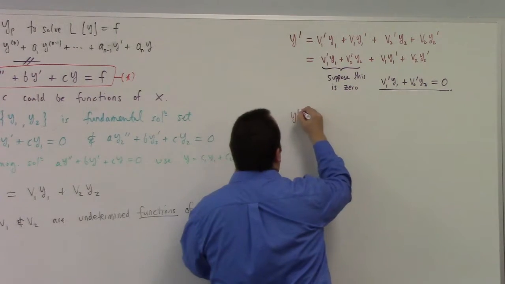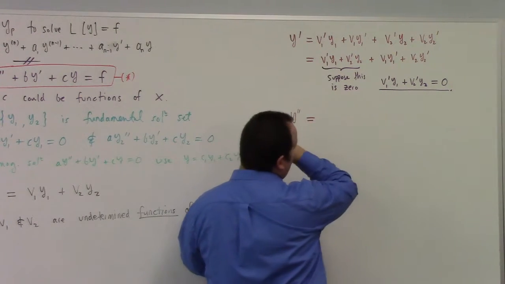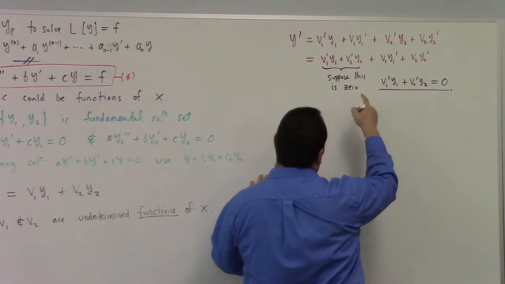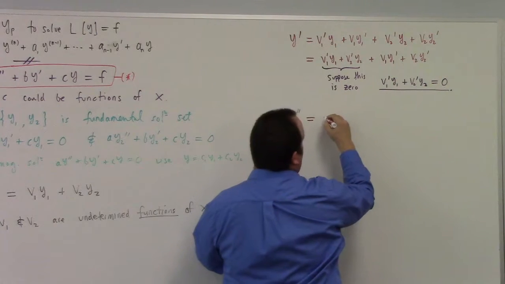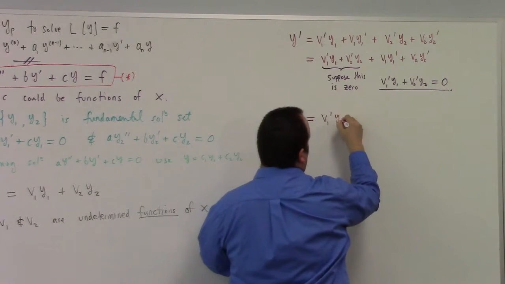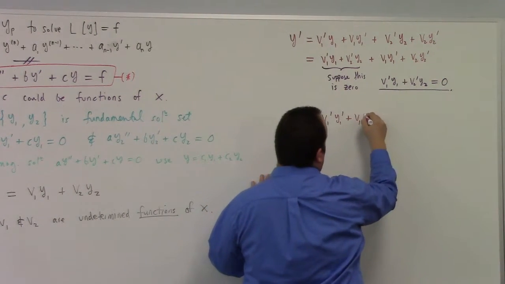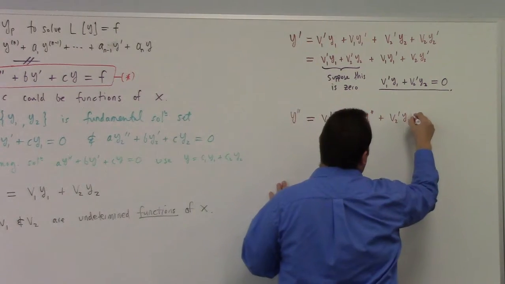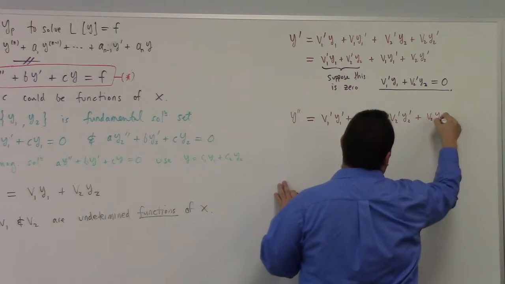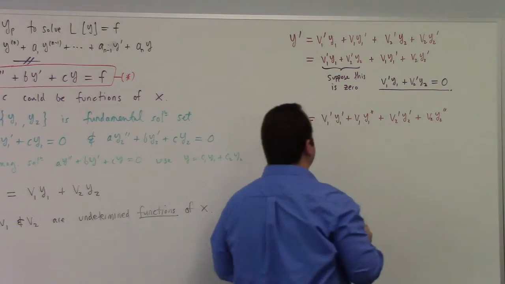So y prime prime. We differentiate, what do we get? This is 0, so we can ignore that. Product rule over here, we get v1 prime y1 prime plus v1 y1 prime prime plus v2 prime y2 prime plus v2 y2 prime prime.